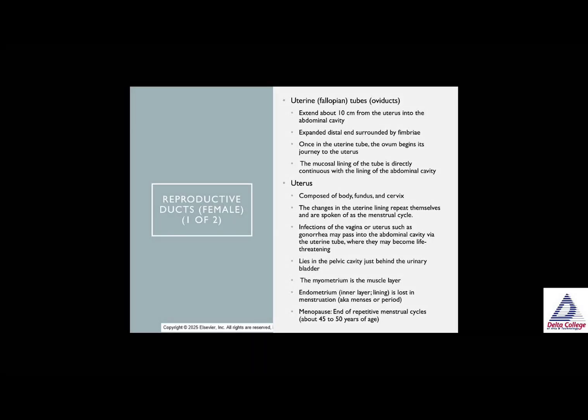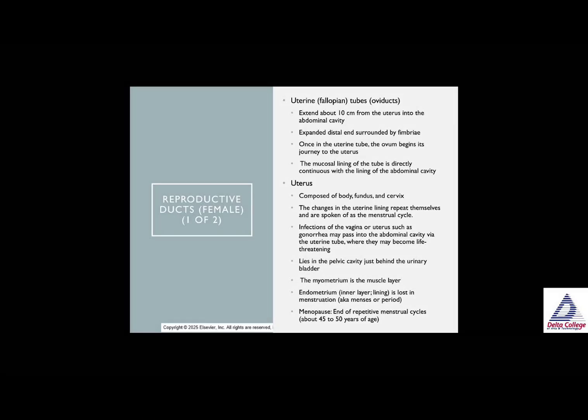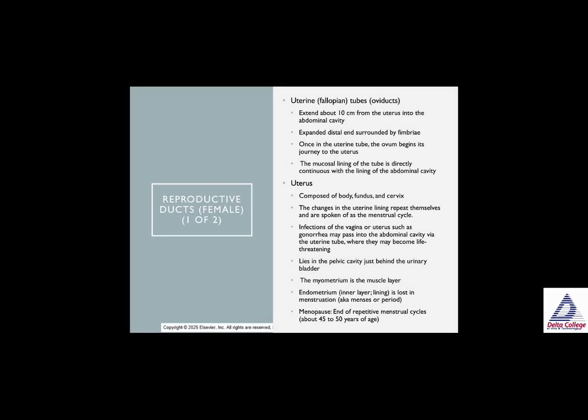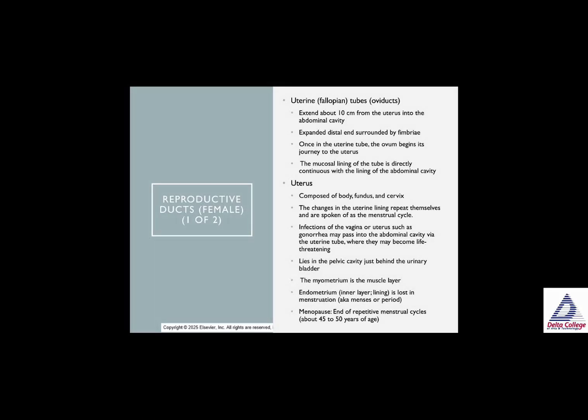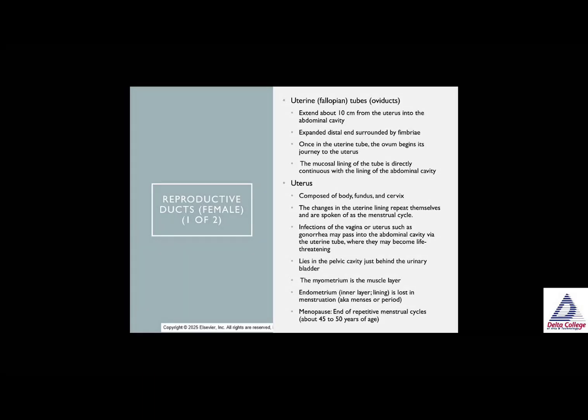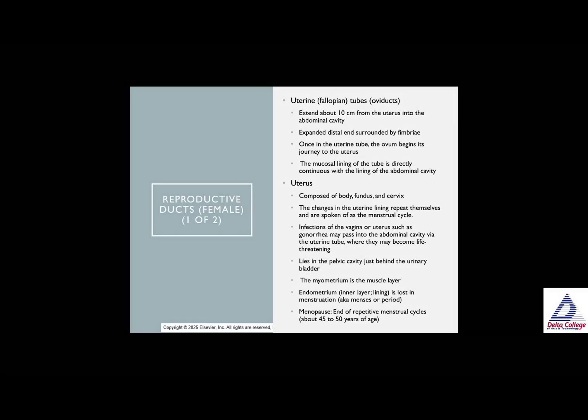Now the uterus is composed of the body, which is the center part. The fundus is the top of the uterus, and the cervix is located down. It's the bottom of the uterus where the vagina attaches. The changes in the uterine lining repeat themselves and are spoken of as a menstrual cycle. Infections of the vagina or the uterus, such as gonorrhea, may pass into the abdominal wall via the uterine tube, where they can become life-threatening.